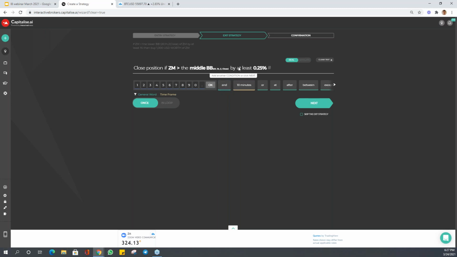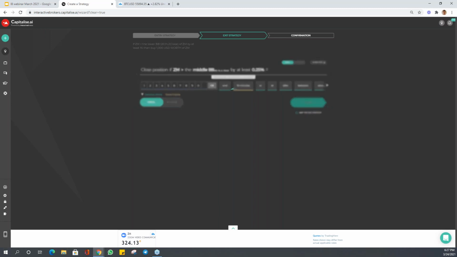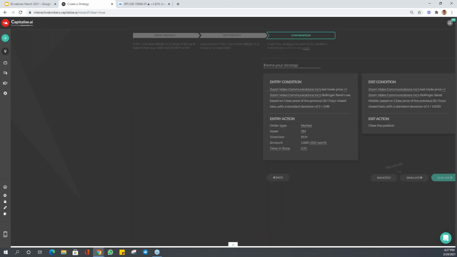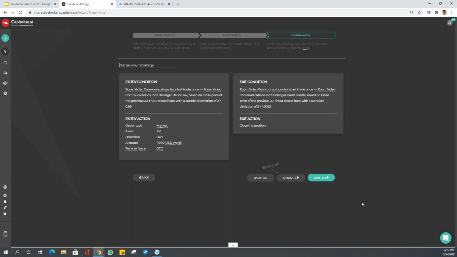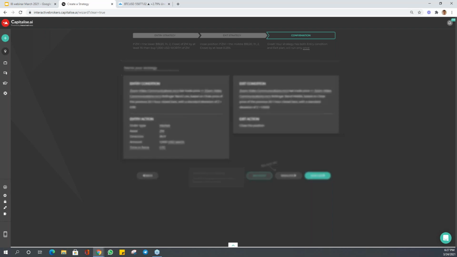So really easy entry, a really easy exit. One condition in each. If the price crosses below, we want to get in, and if the price crosses above the middle, we want to exit. And we're going to click next here. Remember, I was telling you, you can simulate, you can backtest, and you can run live. On the confirmation page, you'll choose what to do. So we're going to go to backtest. We're going to backtest this strategy. And on the confirmation page, just before we do that, you can see your entry condition, you can see your exit condition, you can name your strategy as well. We won't do that now, and we're going to go ahead and backtest this.